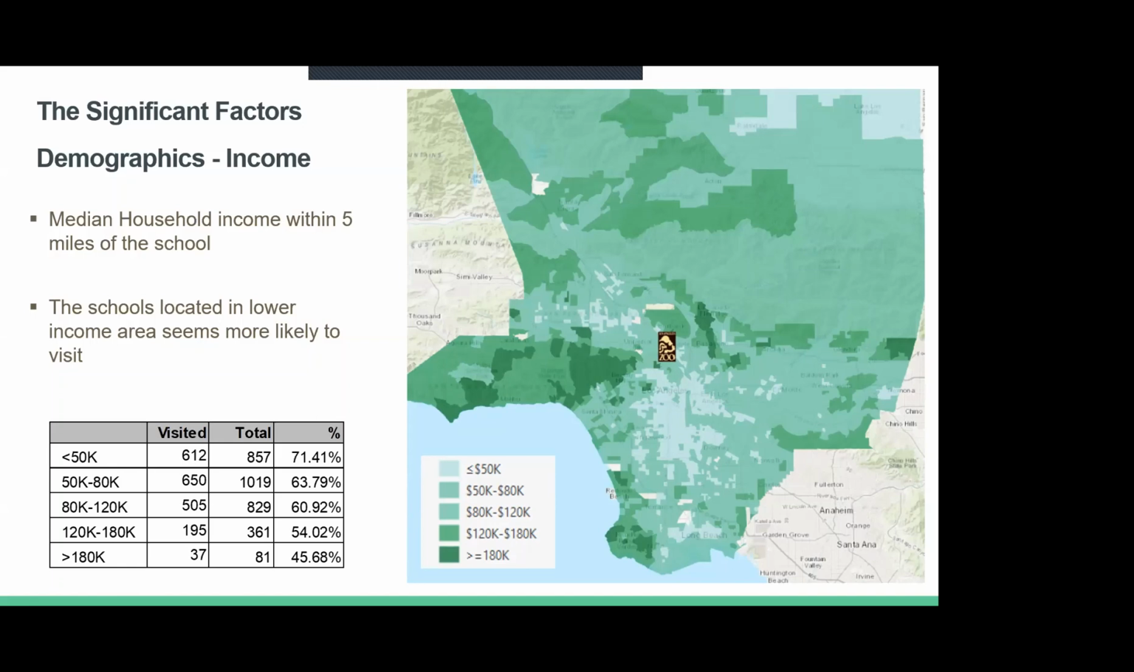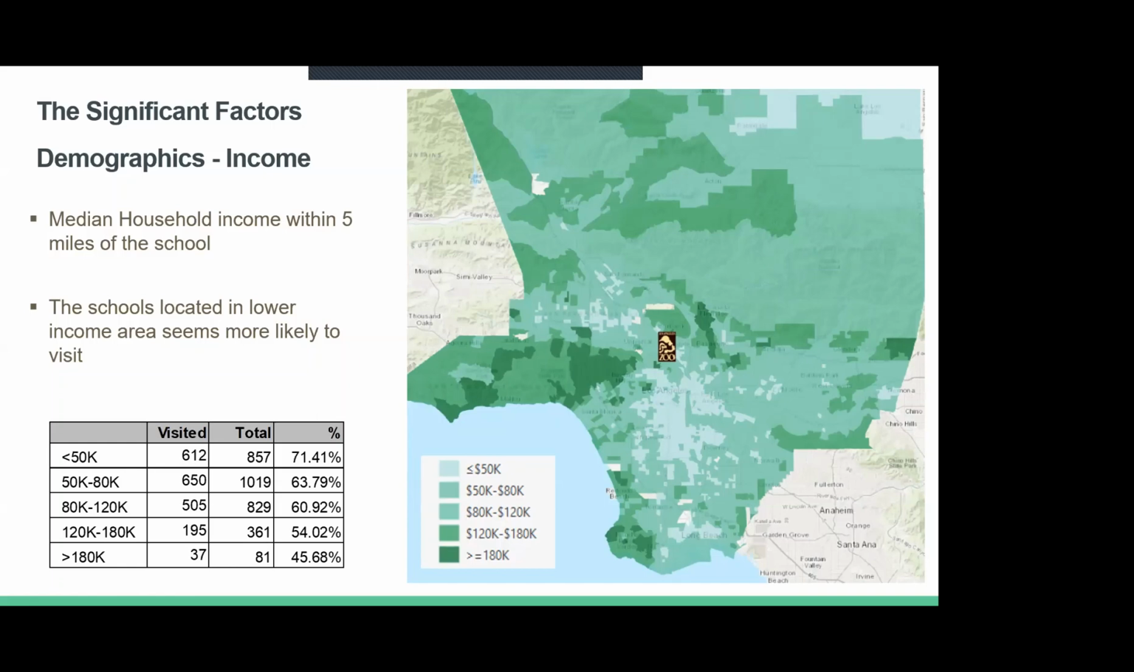In the table on the left, the column total means the number of schools located in that tier area, and the column visited means how many of them have visited the zoo in the past 10 years. As we observe from the table, more income means a lower visited percentage. We can see the ratio drops as the income increases.